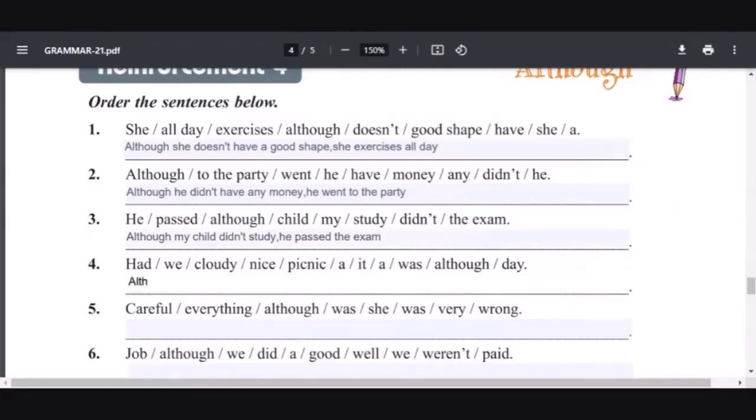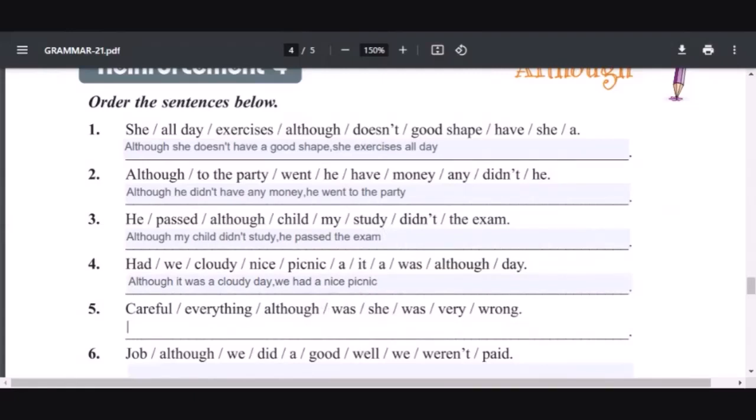Although we had a cloudy day, it was a nice picnic. We had a cloudy. Oh, it was no right. Okay, I thought it was. I think it was right. It was a cloudy day. Okay. Cloudy day. We had a nice picnic. Okay. The next one.